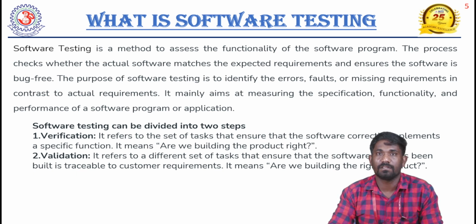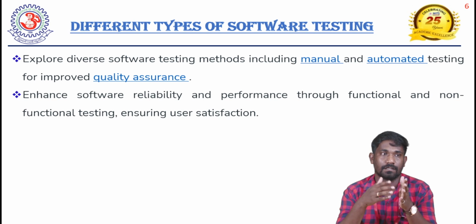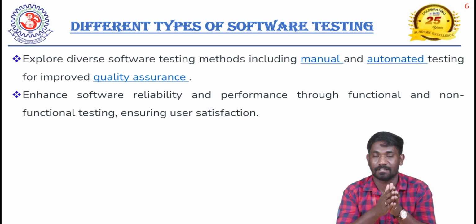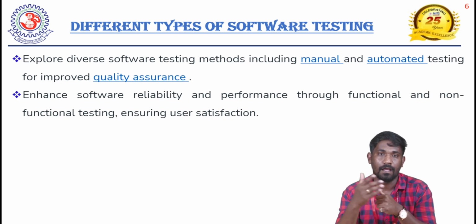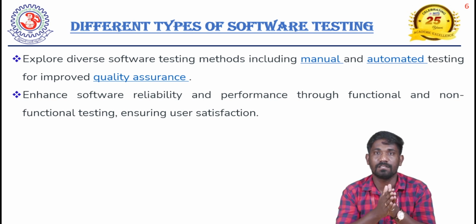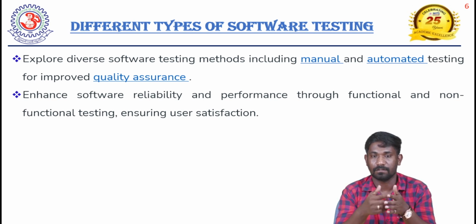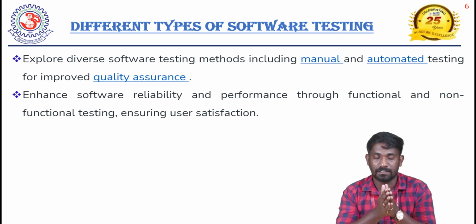Next, what are the different types of software testing? In this automated world, we are nowadays dealing with AI and everything, so we go with two types of testing: manual testing and automated testing. These are the two types of testing involved in this particular market.